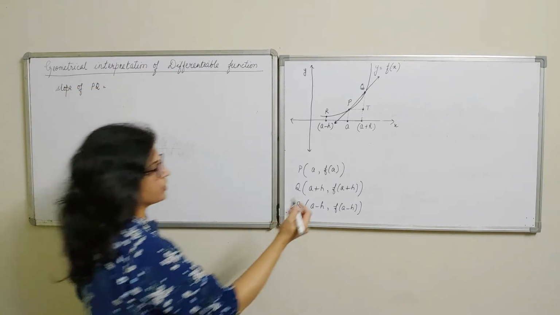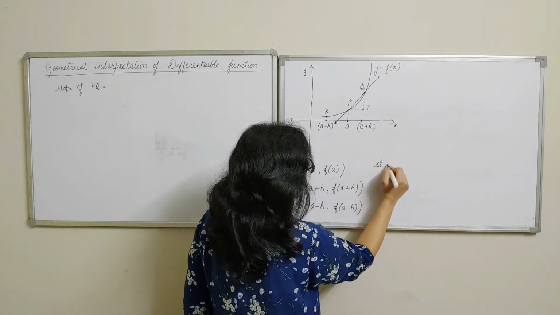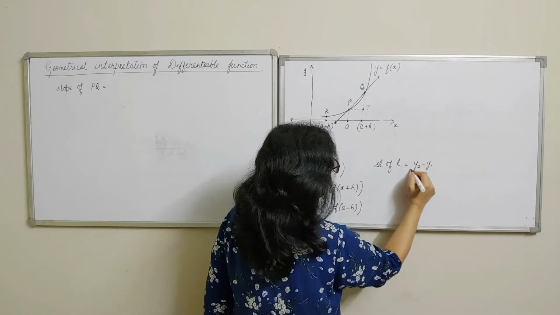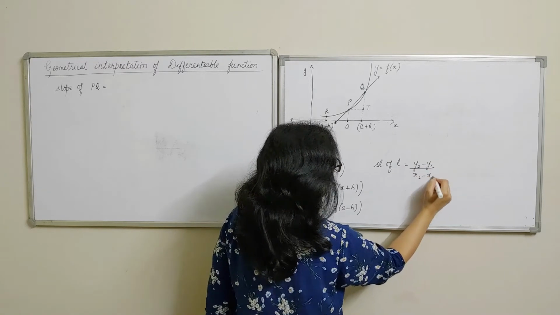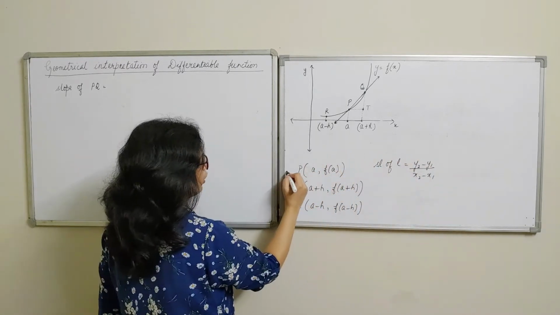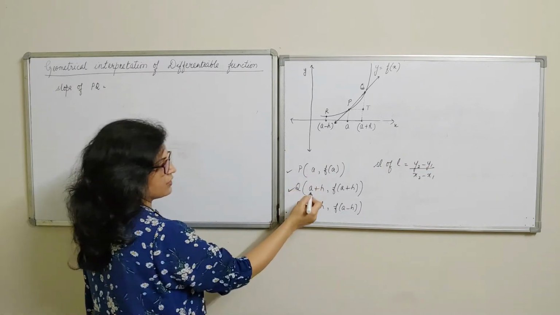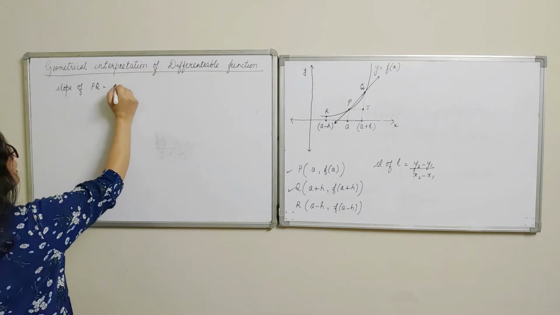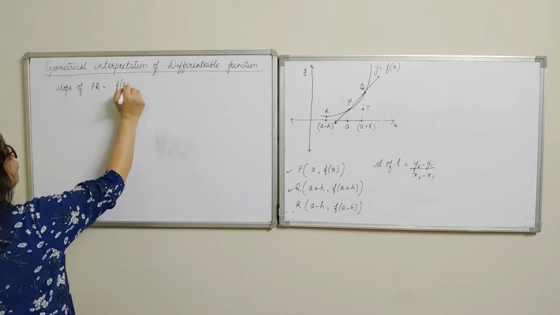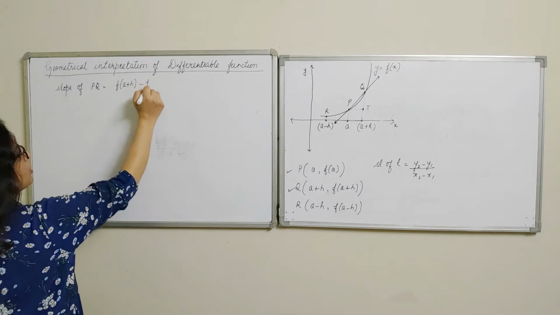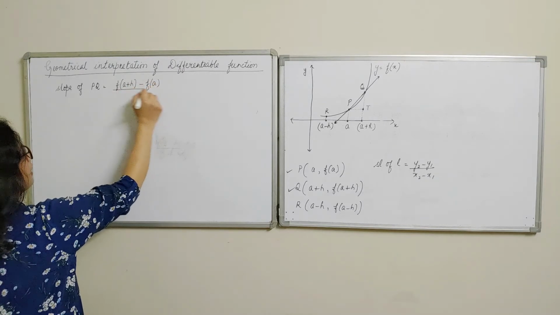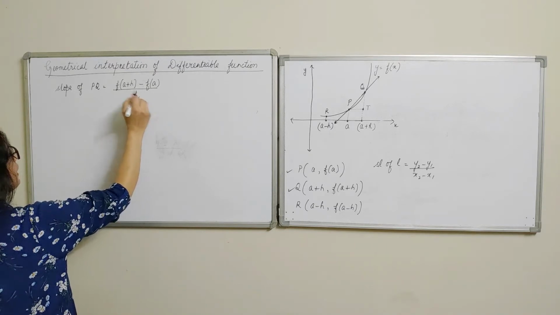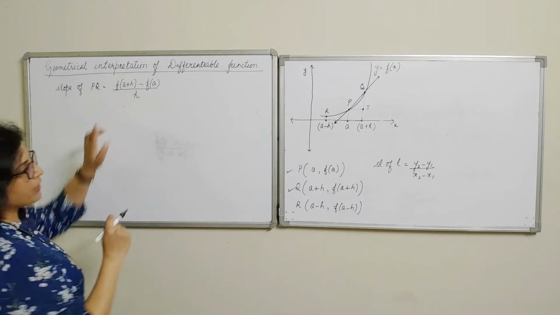We know the slope of the secant, or slope of any line, is given using this formula: y2 minus y1 upon x2 minus x1. Since we are referring to points P and Q, these are values of x1, y1, x2, y2. So slope that way can be written as f(a plus h) minus f(a) upon a plus h minus a, that would give us h. So this is slope of PQ.